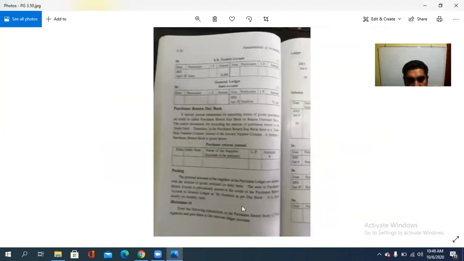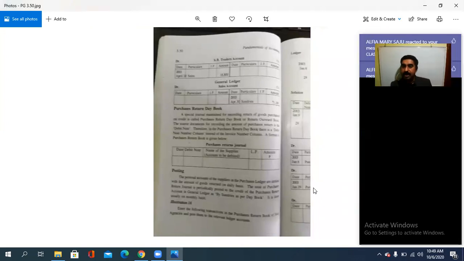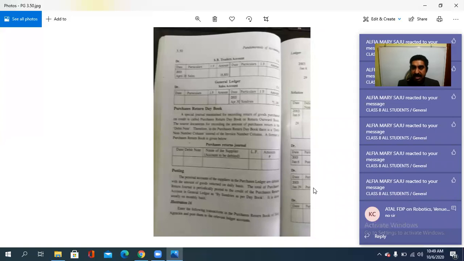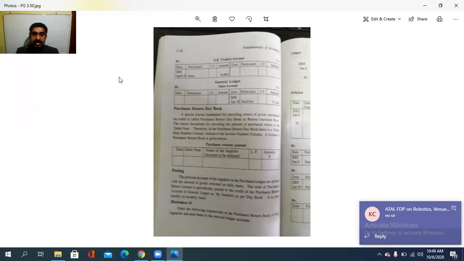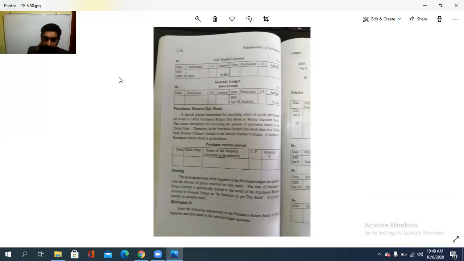Next is the purchase returns day book. Under that, what is purchase returns? Whatever purchased item is to be returned back to the agency or the trader, that is the purchase returns. In such a case, a book called purchase returns day book or returns outwards book is to be prepared. Like the same, there, only one column is added. That is the debit note. It is similar to the invoice.